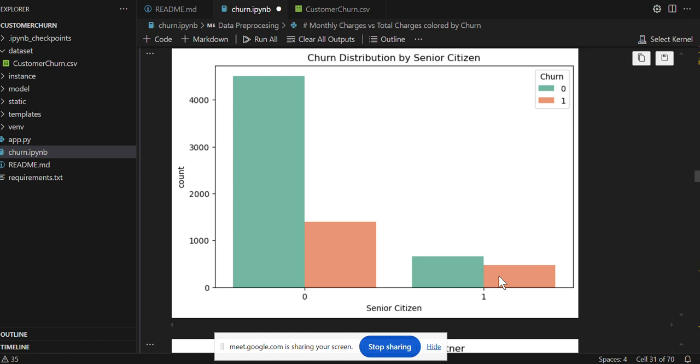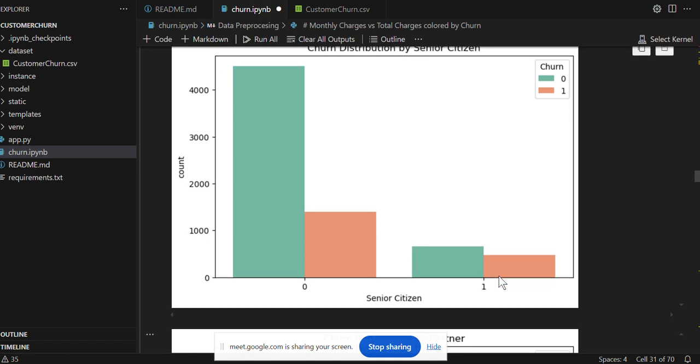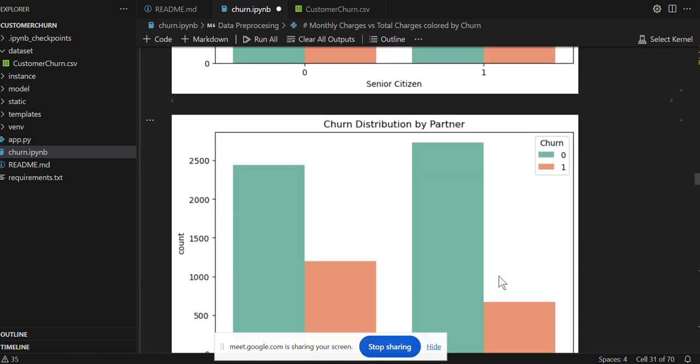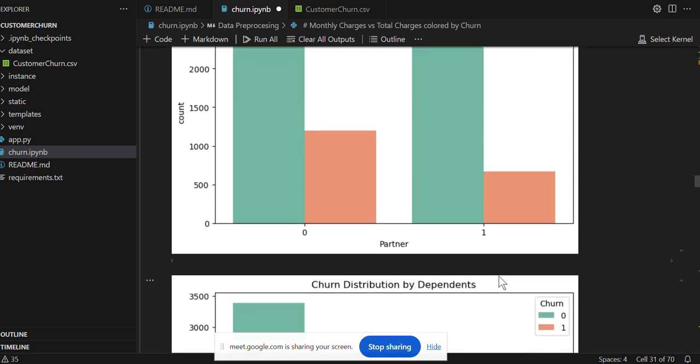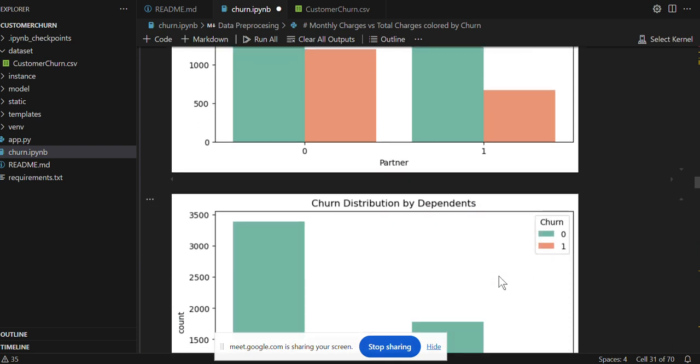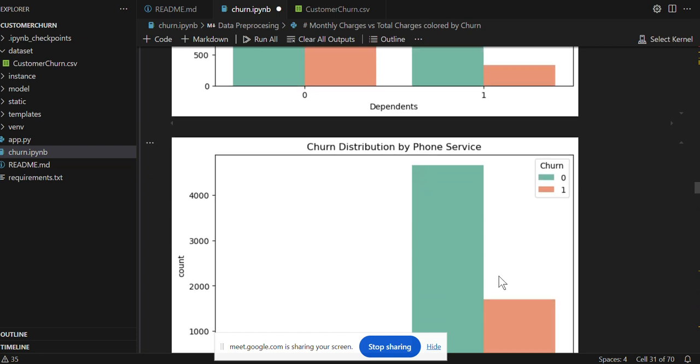Do you understand it now? I understand. Good, so go ahead. I think the same thing is applicable here, to partner and then to dependent like that. Same thing we are checking.